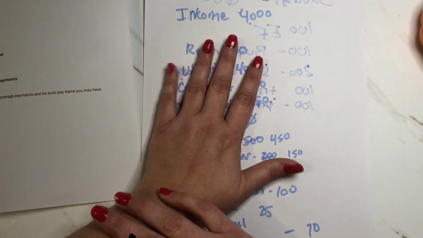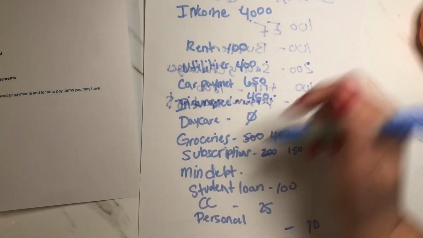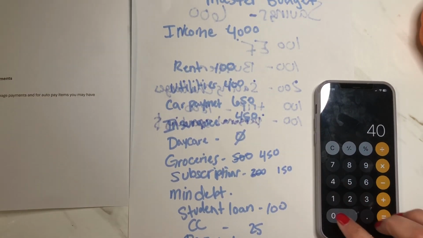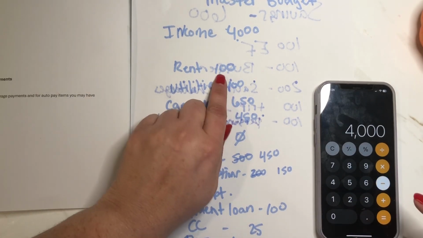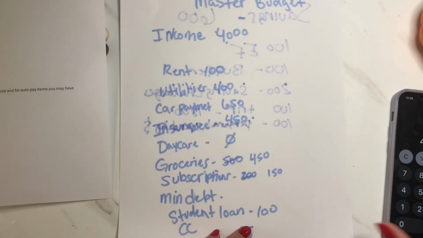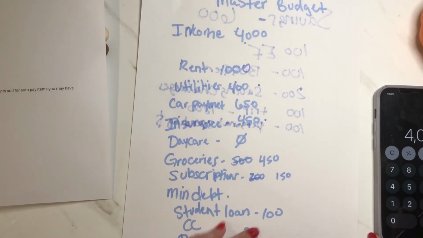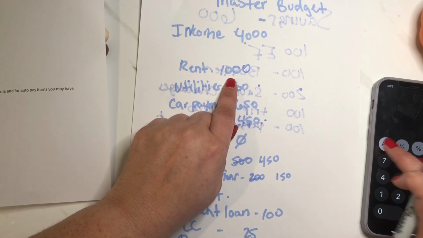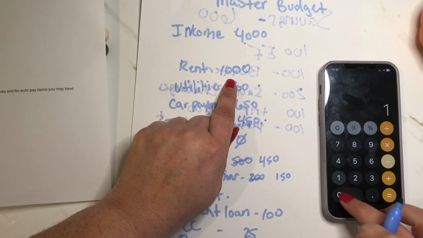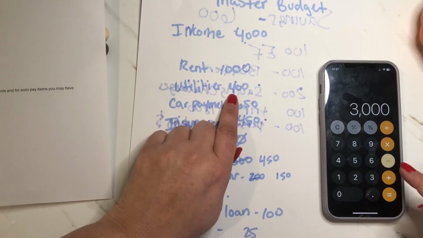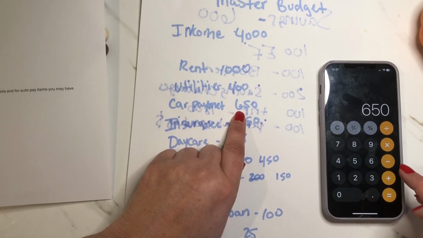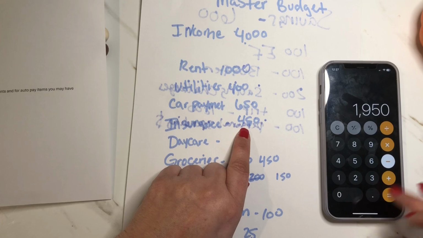So these are averages that you know, no matter what, based on your income. Let's total it up. If this person has an income of $4,000, you're going to minus out $1,000 right off the top. That's for rent. Minus out $400 for utilities. Minus out $650 for your car and maybe gas. Minus out all the insurances that you have.